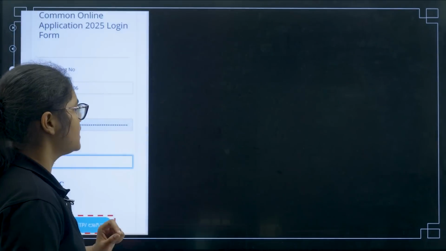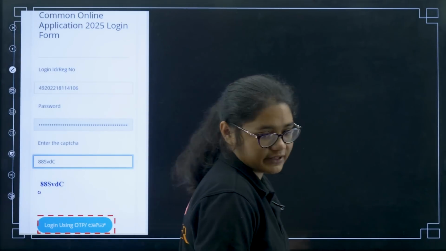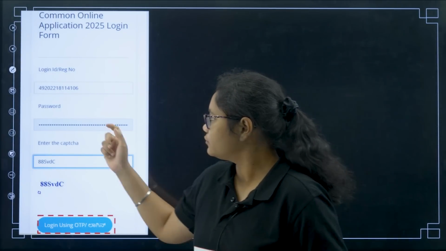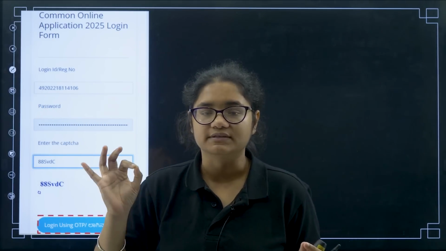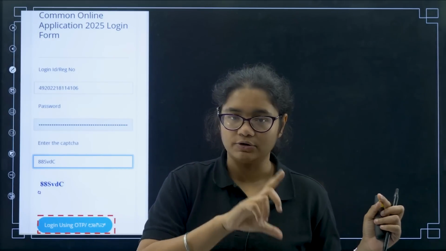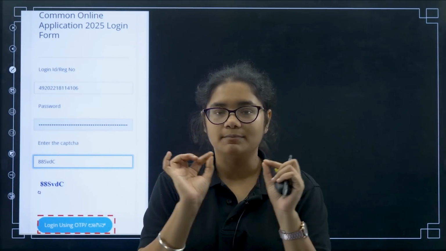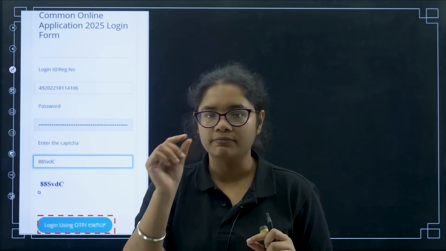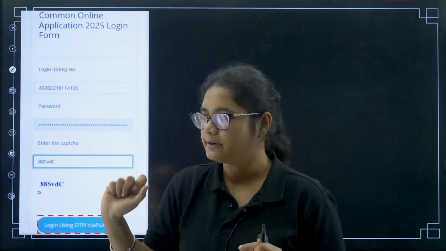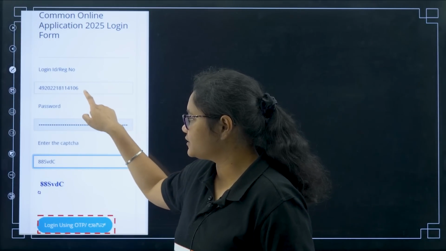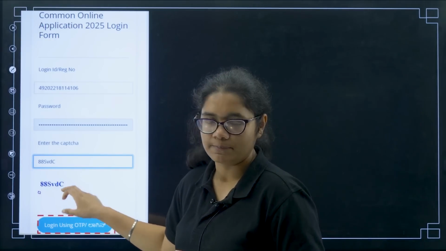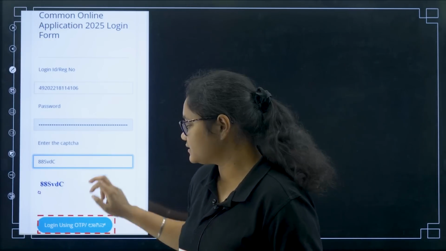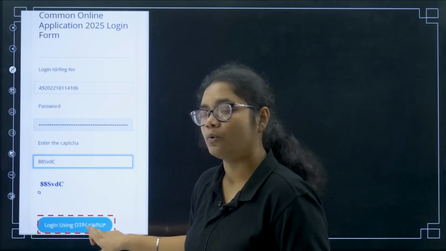Once you click on this, you will get this page. In this page you have to enter your registration number. This registration number was given to you once you completed your registration. You would remember a blue screen pop-up with your registration ID and password. So you have to enter that registration number, your password, and then the captcha that is shown here. Once you enter all these things, you have to click on login using OTP.